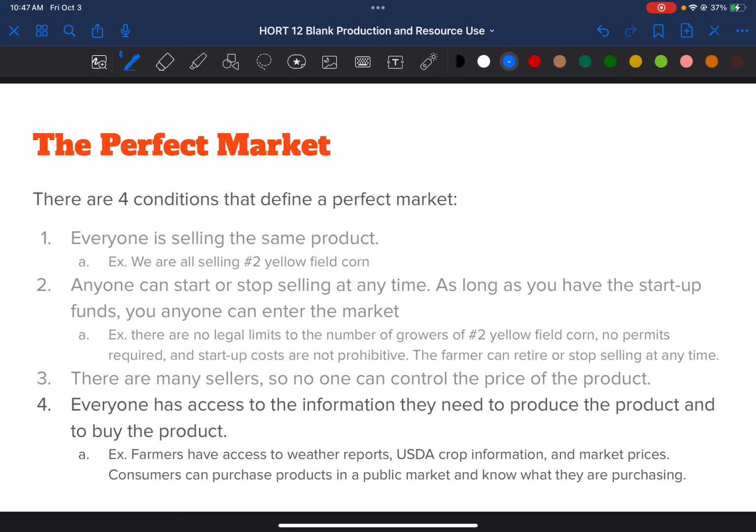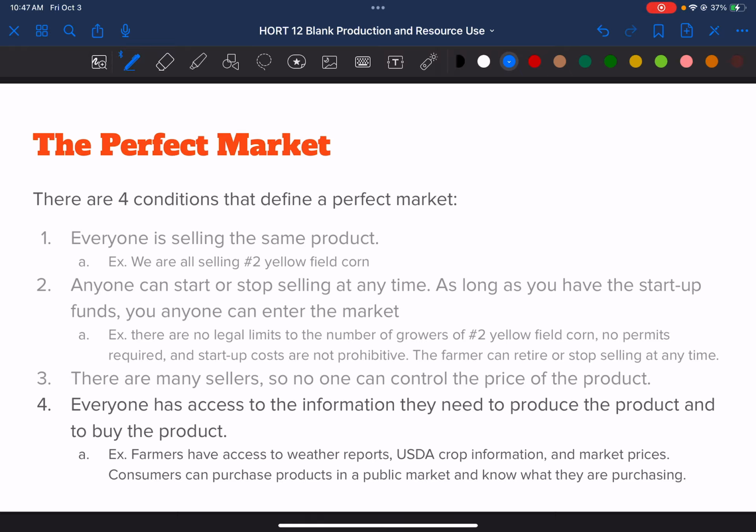Consumers, likewise, can purchase the products in a public market. You don't need a permit to buy them or anything. And there's complete transparency. They know exactly what they're purchasing.